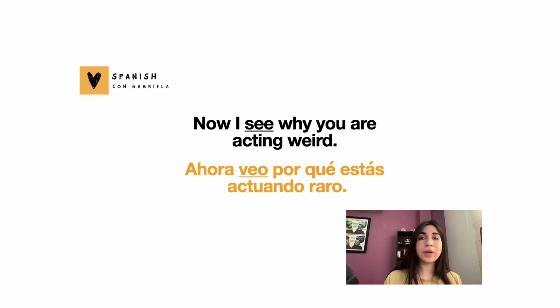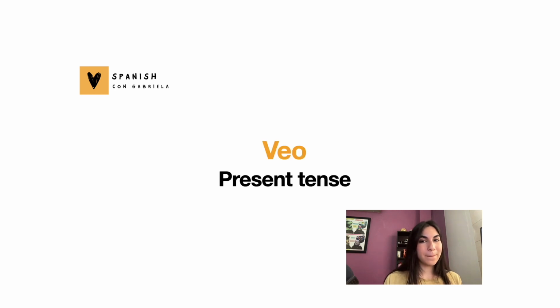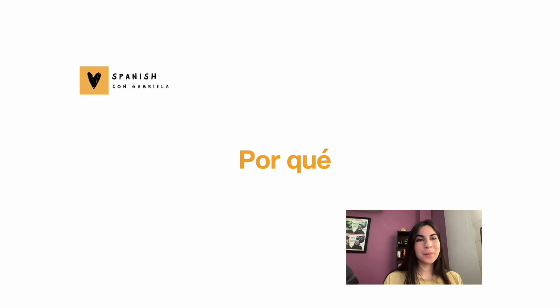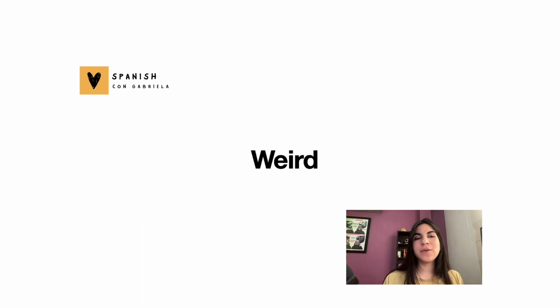So let's try to break down this sentence. Now is ahora. And I'm pretty sure you already know this verb. I see. How do we say this in the present tense? Veo. Alright, perfect. How do we say why? ¿Por qué? So now how do we say you are acting? It would be tú estás actuando. And now how do we say weird? It's raro.